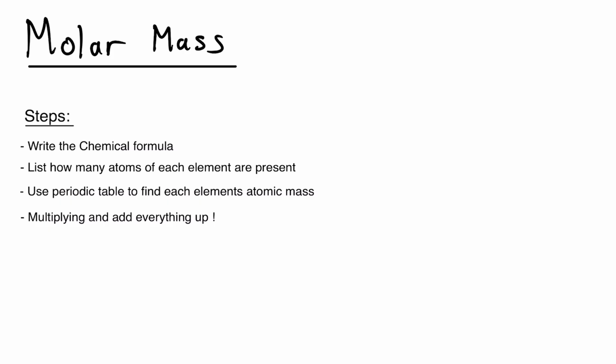So the steps are as follows. First, we have to write the chemical formula. Then we have to list how many atoms of each element are present. Then we can use the periodic table to find each element's atomic mass, and we can multiply and add everything up. So let's go over some examples.